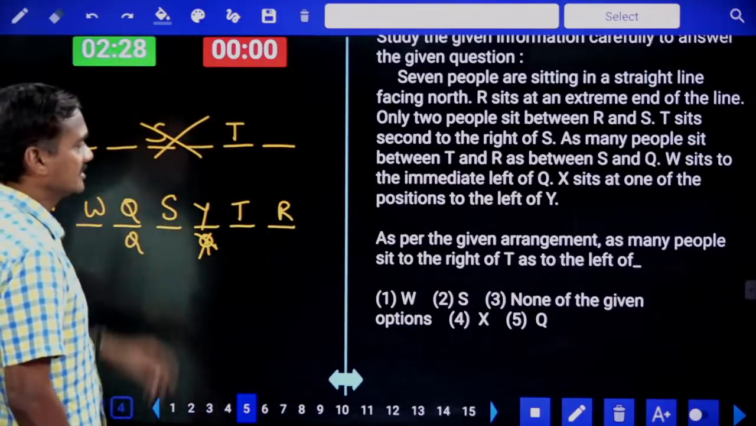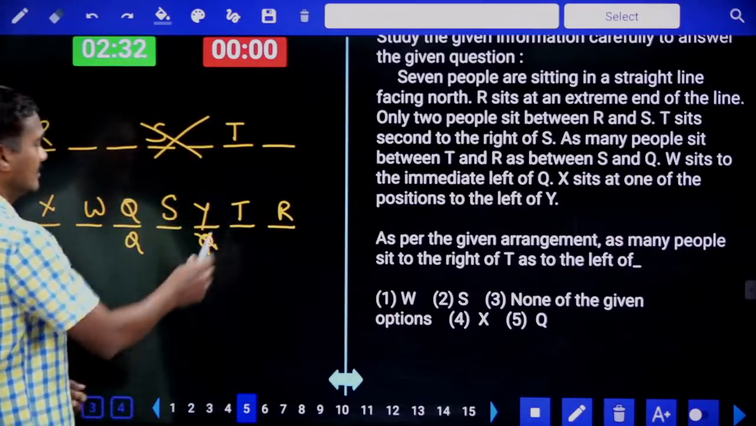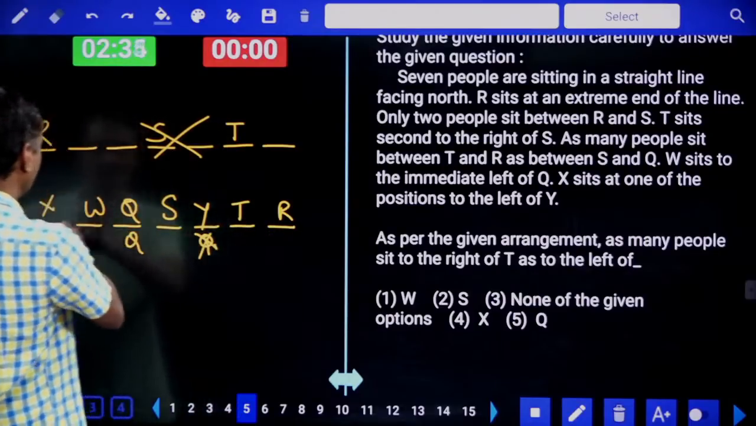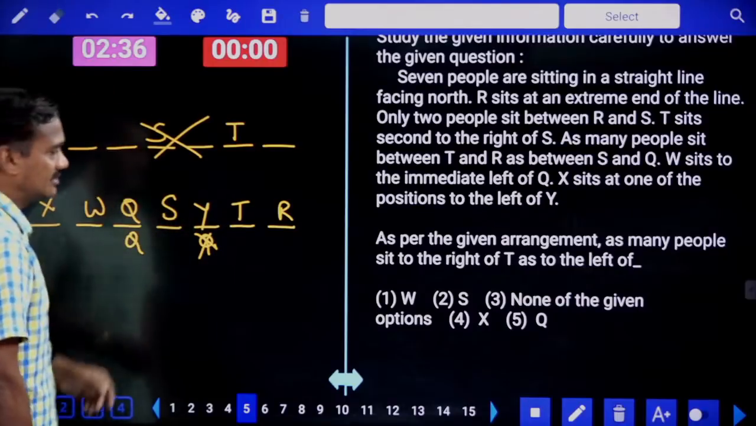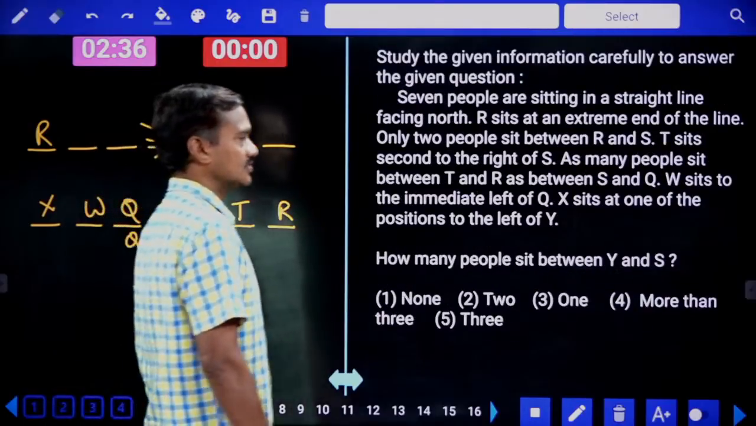Then coming to the question, as per the given arrangement, as many people sit to the right of T, one person to the right of T, as one person to the left of W, W. That is choice 1, question number 5. Question number 5, it is choice 1.